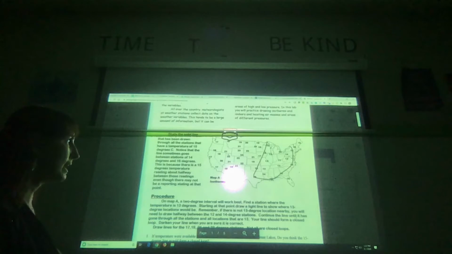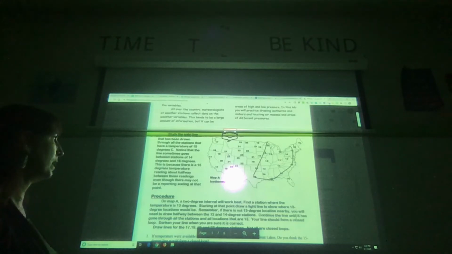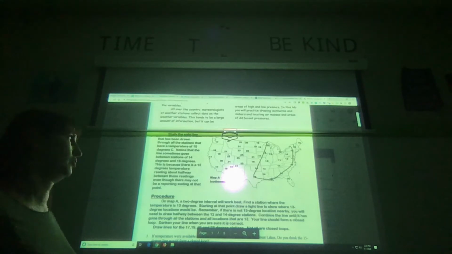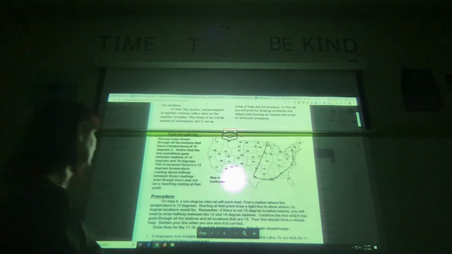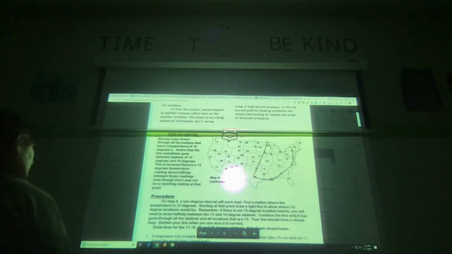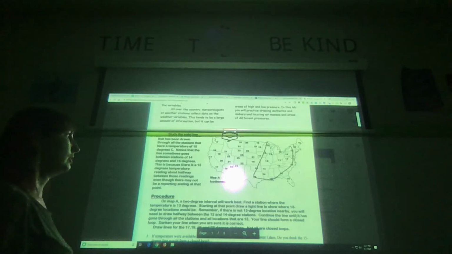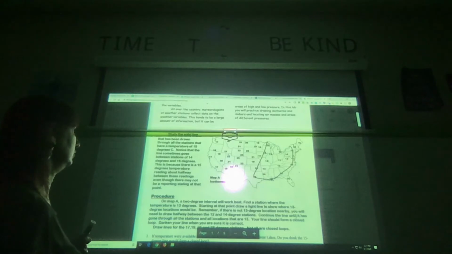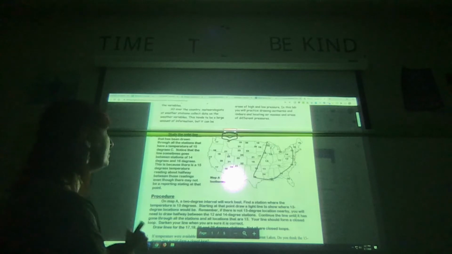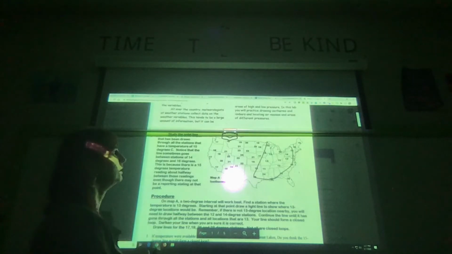It says starting at that point, draw a light line to show where 13-degree locations would be. Remember, if there is not a 13-degree location nearby, you're going to draw halfway between the 12 and the 14-degree stations. Then you continue the line until it has gone through all the locations that are 13. Your line should form a closed loop. Darken your line when you are sure it is correct. So we're going to start with 13.